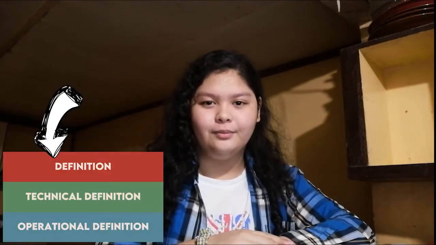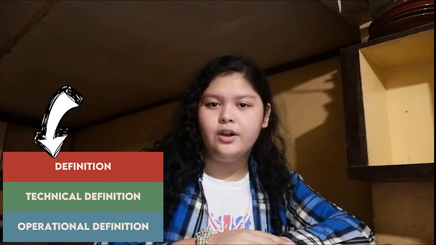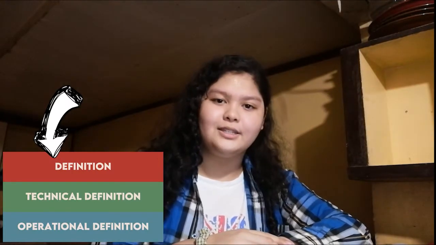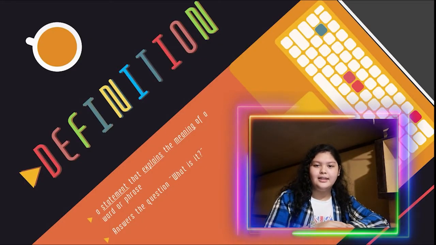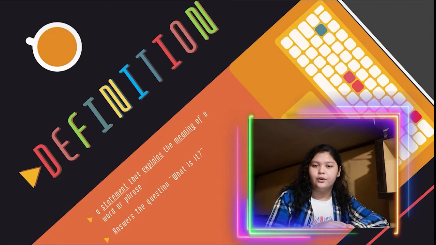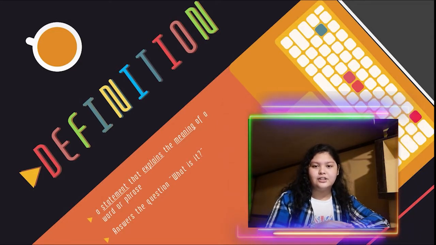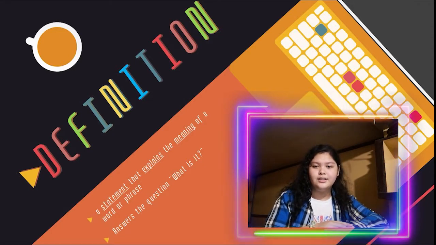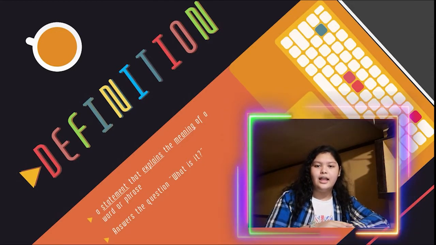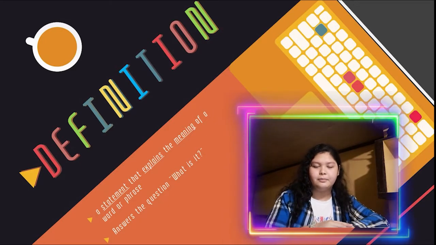Now let us go on to our first term, which is definition. I assume that everyone in this class knows what it is. But let me explain. According to Cambridge Dictionary, a definition is a statement that explains the meaning of a word or phrase. It also answers the question, what is it? So a definition can use words, phrases, or symbols to elaborate the meaning of a term.